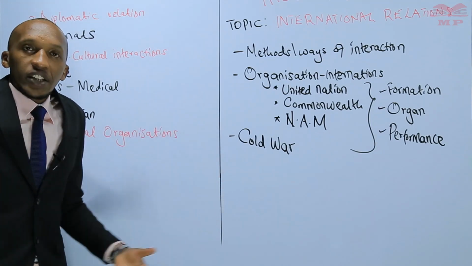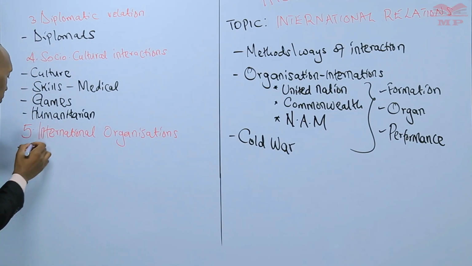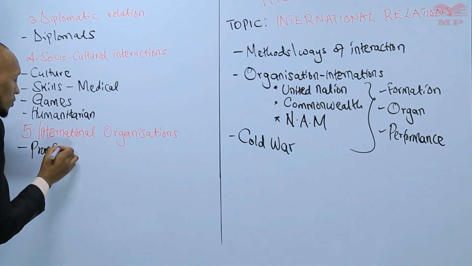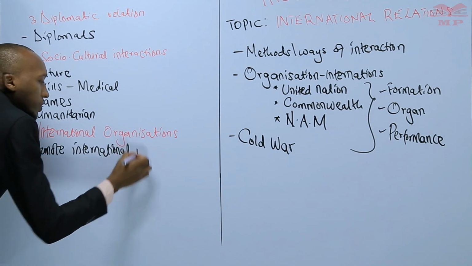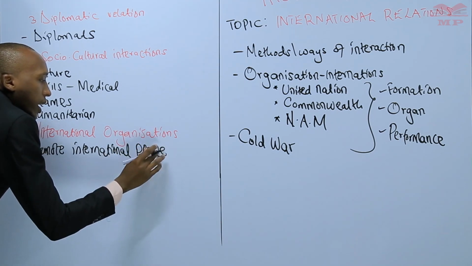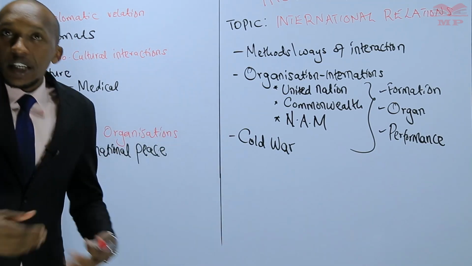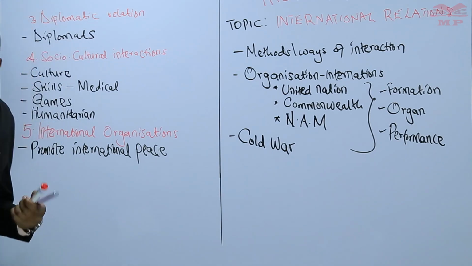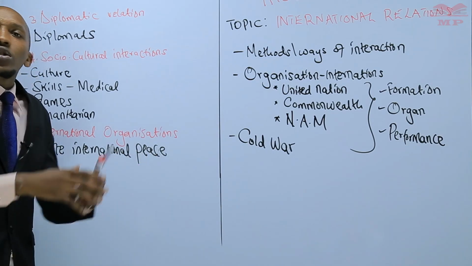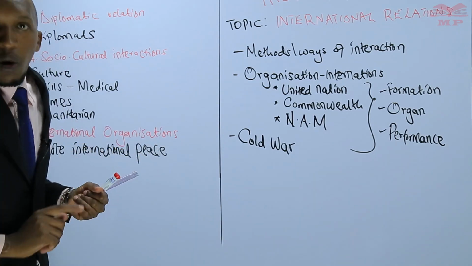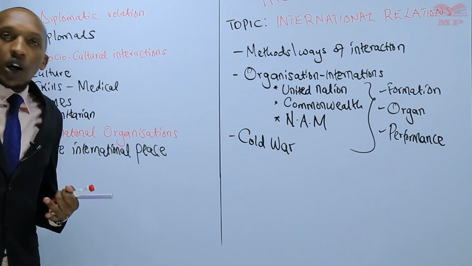So there were organizations that were created to promote international peace. That was their main aim. So these were created to bring peace in the world. An example is the United Nations. That is one organization that has been created. Almost every country in the world is a member of the United Nations. And we are going to be discussing that in our coming lessons.